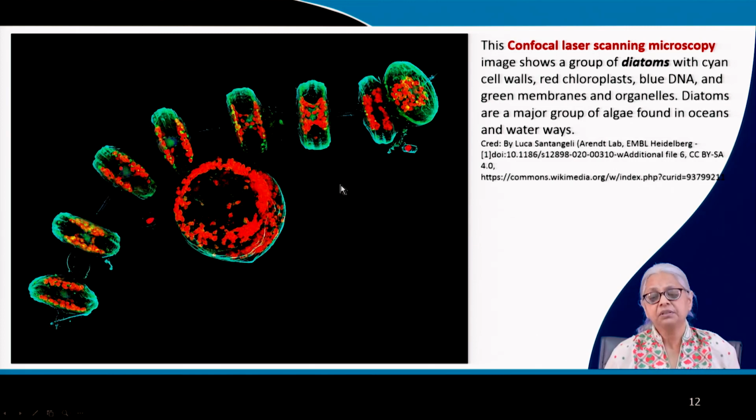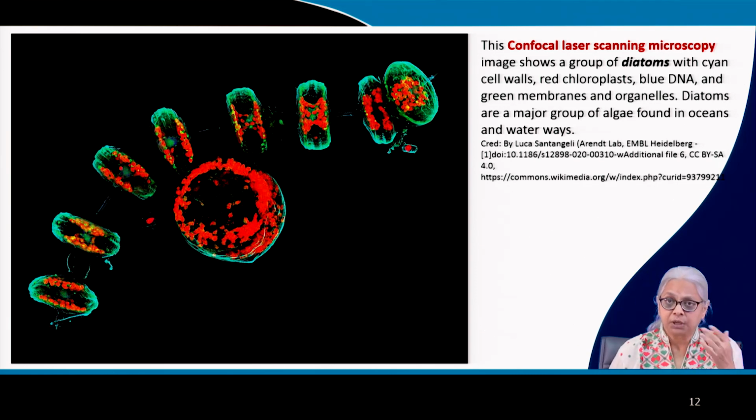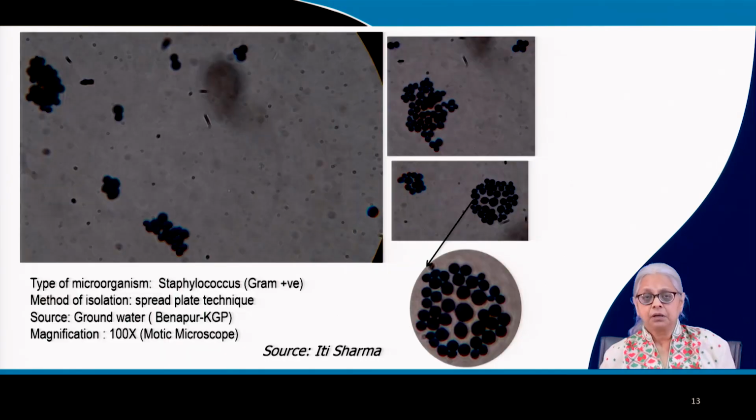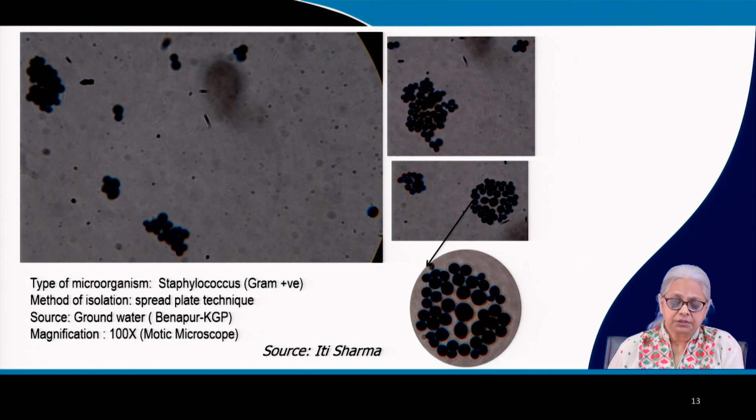And I've already mentioned that diatoms are a major group of algae which are found in oceans and waterways. They are considered to contribute to the amount of oxygen in the atmosphere. They're major contributors and so on. So that's all about fluorescence light microscopy, and these are some of the images that we have been able to get with the fluorescence microscope in our lab.